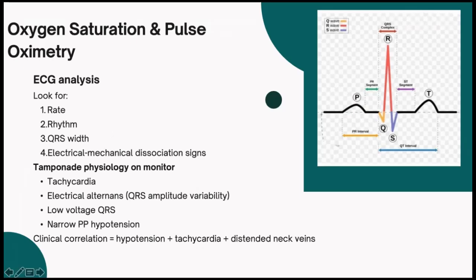And also you can see the electrical mechanical dissociation signs, if there are any heart blocks, and also look for features of tamponade. For example, tachycardia, elevated jugular venous pressure. So whatever you see, try to correlate with the clinical signs and see whether you can pick up what is going on. And then look at the low voltage QRS complexes, narrow pulse pressures, especially hypotension. And if there is hypotension, tachycardia with distended neck veins, then your highest suspicion is tamponade.